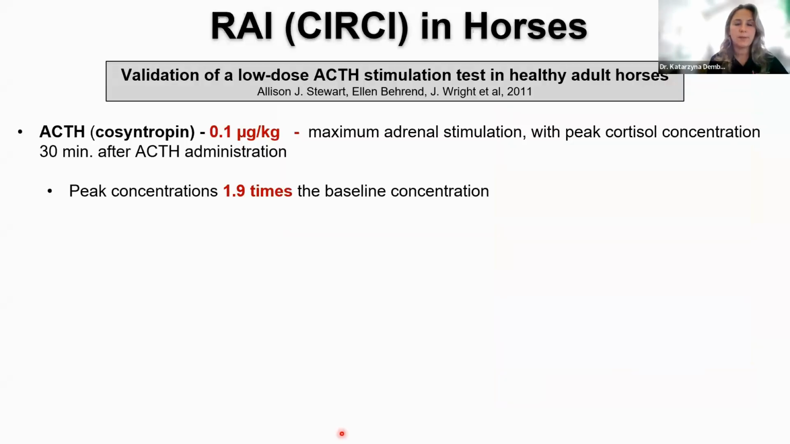So we don't really know a lot about CIRCI in horses. There are very few studies. But we know Dr. Stewart and her group published a paper looking at low dose ACTH stimulation in healthy adult horses, and they found that the dose of 0.1 microgram per kilogram resulted in maximum adrenal stimulation, with a peak cortisol occurring 30 minutes after ACTH administration, similarly to foals, and the peak concentration was almost 2 times the baseline concentration.